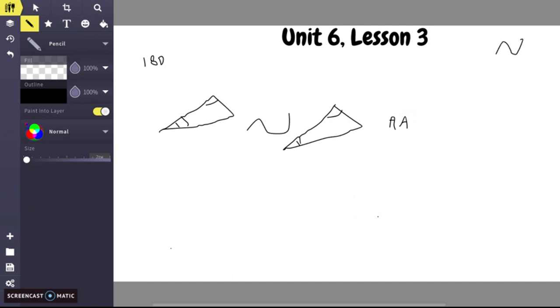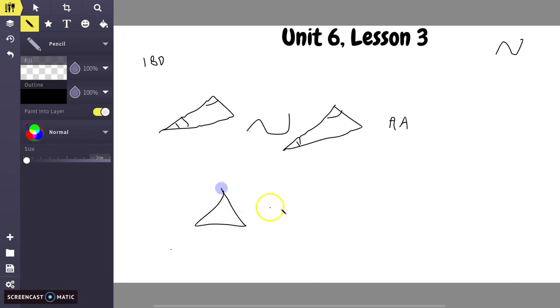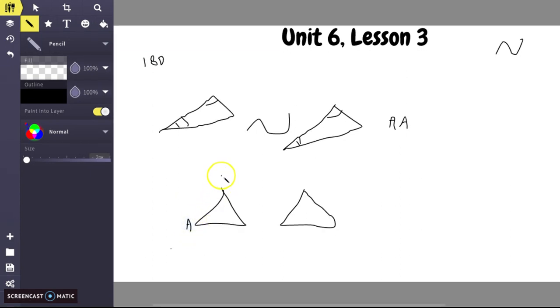Let's try something else. This will kind of go back to what we did in the last video, Lesson 2. Okay, so these two triangles, we have two right here. Let's just name the sides: A, B, C, and then D, E, F.